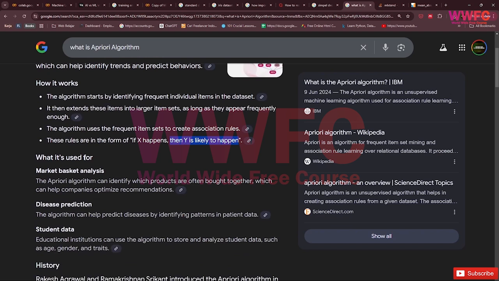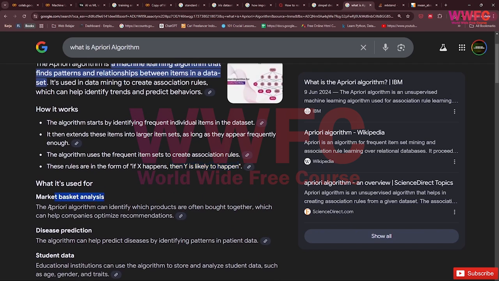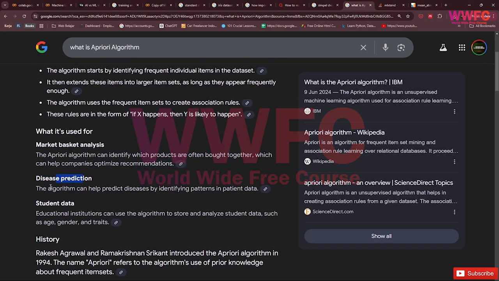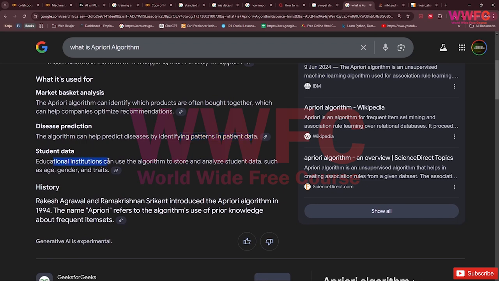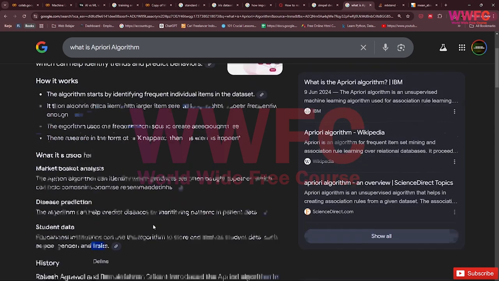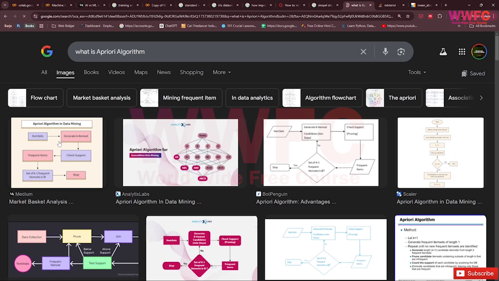Right? So what is it used for? In market basket analysis, the Apriori algorithm can identify which products are often bought together, which can help companies with recommendations. Disease prediction: the algorithm can help predict disease by identifying patterns in patient data. Student data: educational institutions can use the algorithm to store and analyze student data, such as age, gender, and traits. And there's a little story: the name Apriori refers to the algorithm's use of prior knowledge about frequent item sets. So we use this Apriori algorithm.